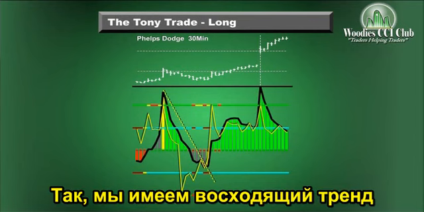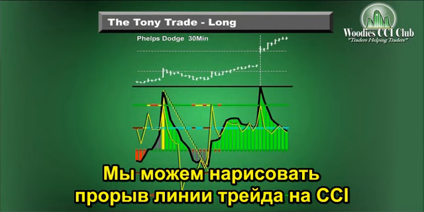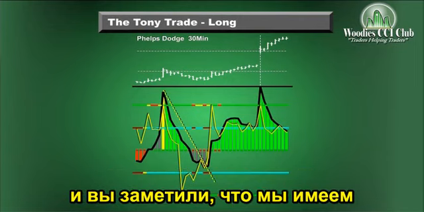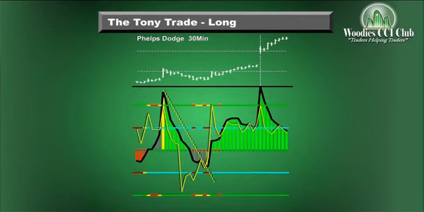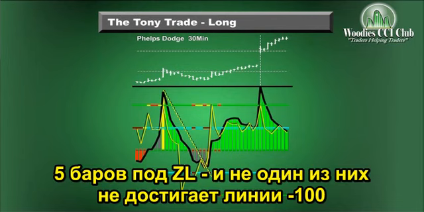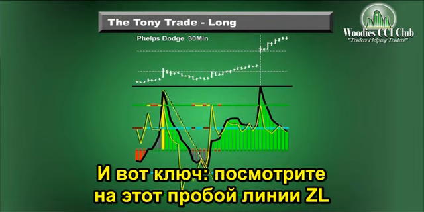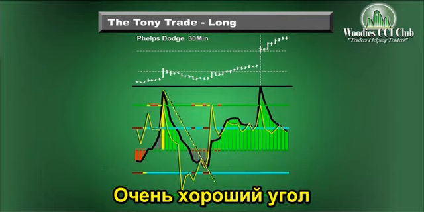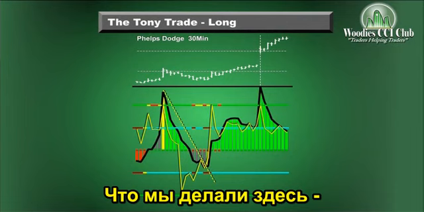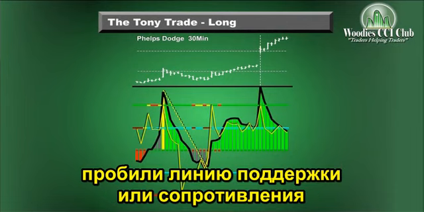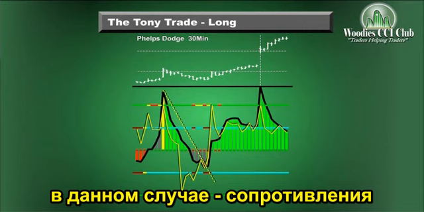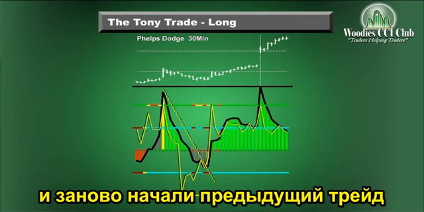So we got a trend to the upside here. We can draw a trend line break on the CCI. And you notice we had 5 bars below the zero line. Not one of them got to the minus 100, and then it came back up through the zero line. Now, the key is look at that break through the zero line. Very good angle. What we did there was we broke some kind of support or resistance, in this case resistance, and started again in the prior trend.